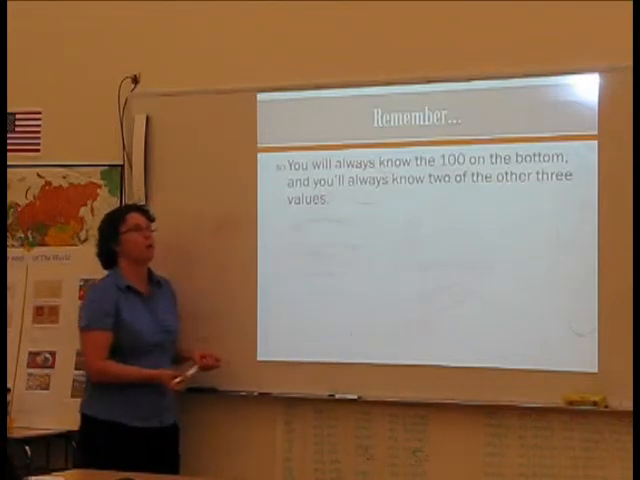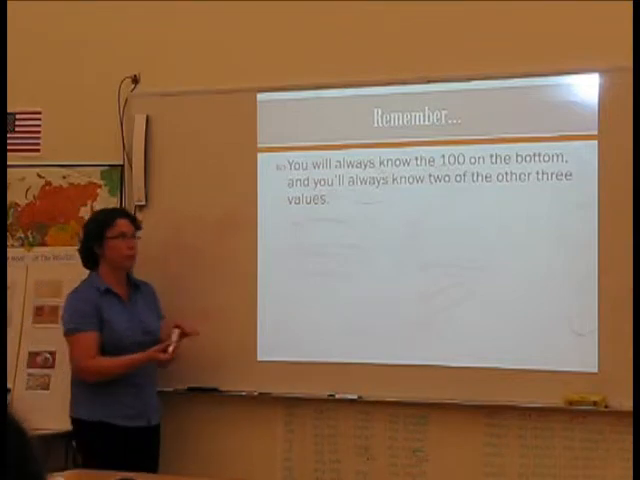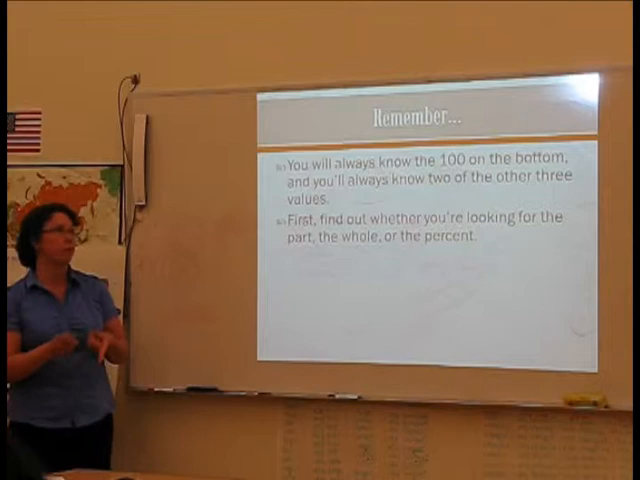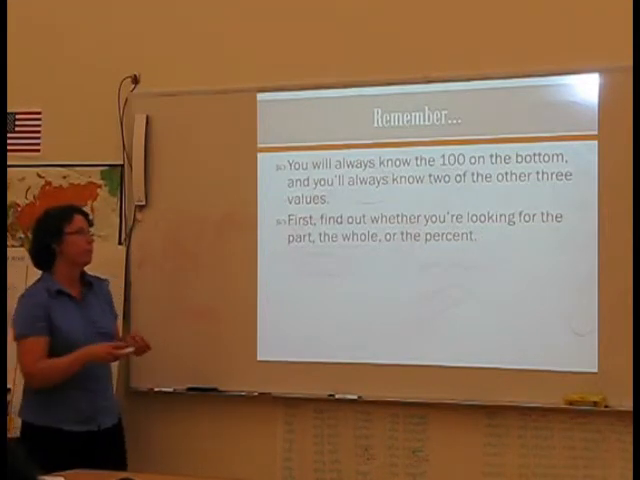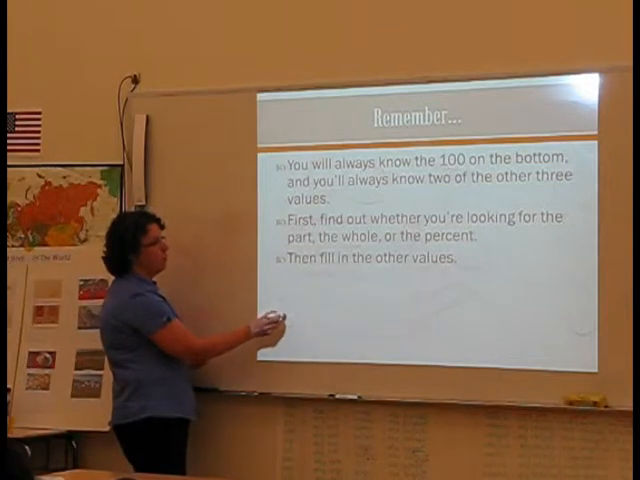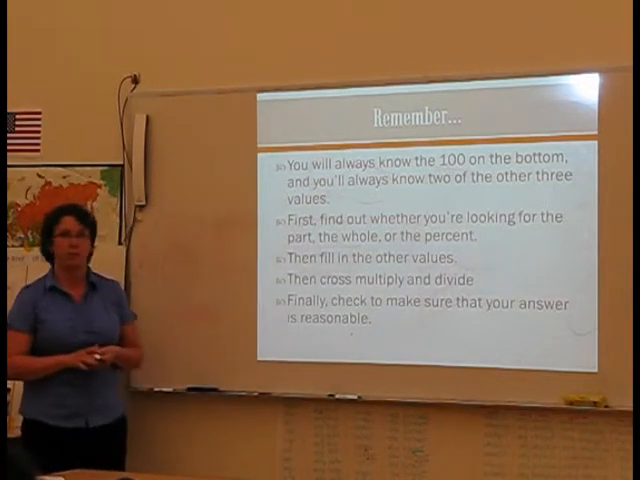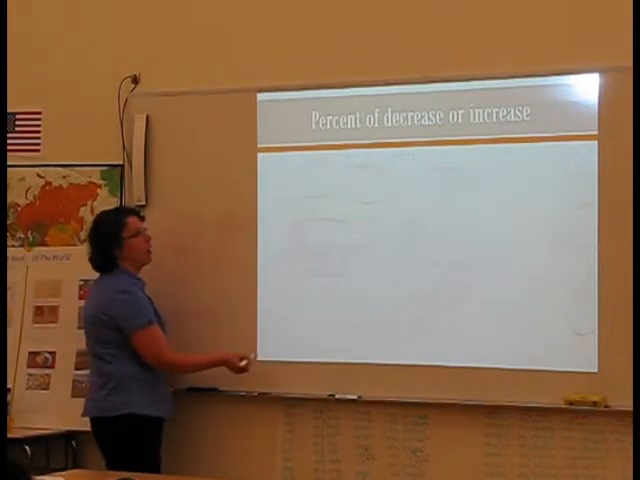Okay, remember you're always going to know the 100 on the bottom. And you'll always know 2 of the other 3 values. You're solving for the last one. First, find out whether you're looking for the part, the whole, or the percent. That's going to be the part that you don't have. Then fill in the other values. Cross multiply and divide. And then check to make sure your answer is reasonable. That's how to do a simple percent problem.